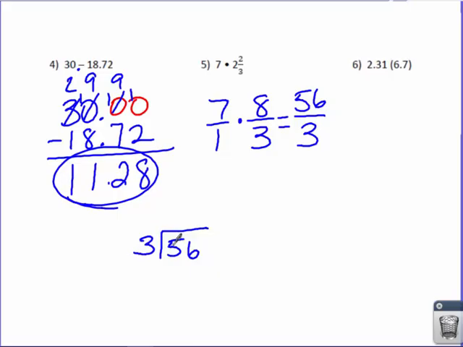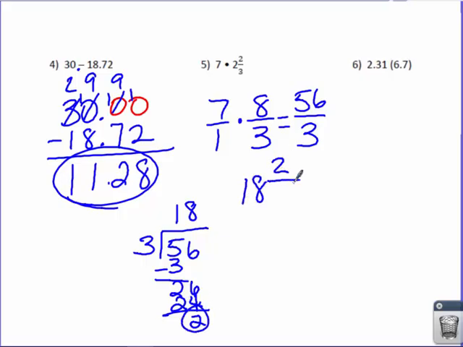How many times does 3 go into 5? 1 time. Get 2 left over, bring your 6 down. 3 goes into 26 8 times to get 24, and you get 2 left over. So our answer is going to be 18, and the 2 on the leftovers goes as the numerator, and the 3 goes as the denominator. So 18 2/3.